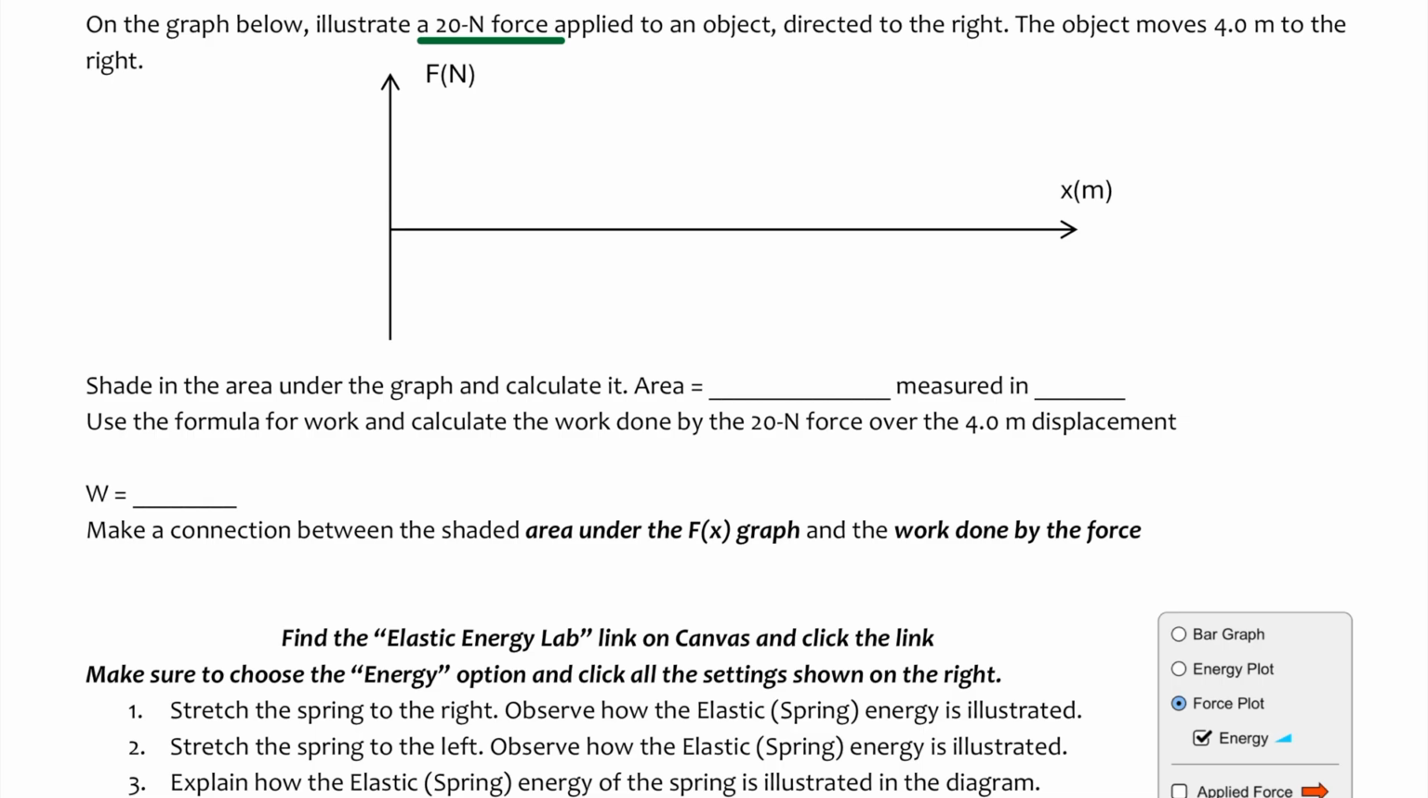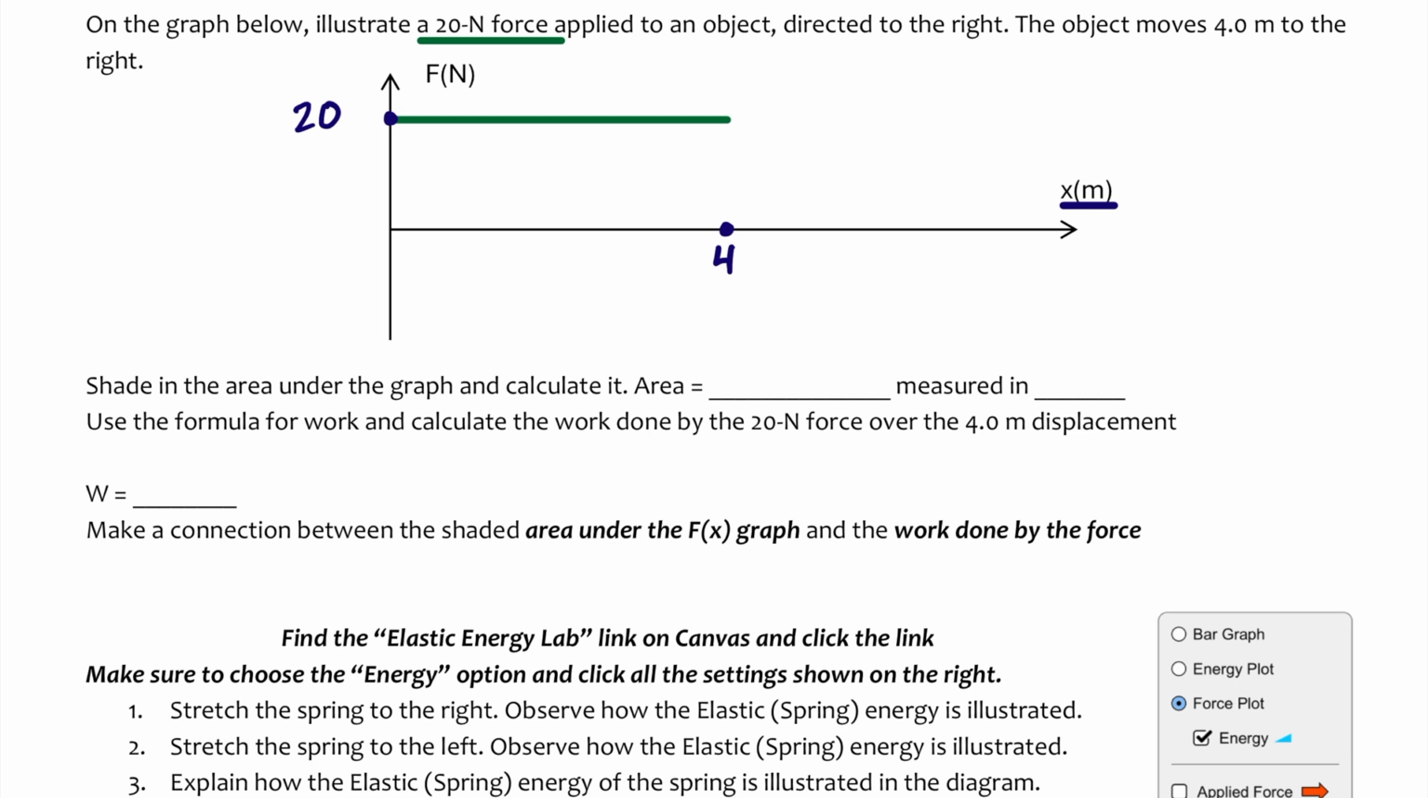In our case, it's a 20 newton force applied to an object, remaining the same. 20 newtons is the value of it. And the distance traveled by the object, or displacement, to the right here, is 4. That's all I'm asking you to do. So we're illustrating a 20 Newton force applied to an object over a distance of 4 meters.